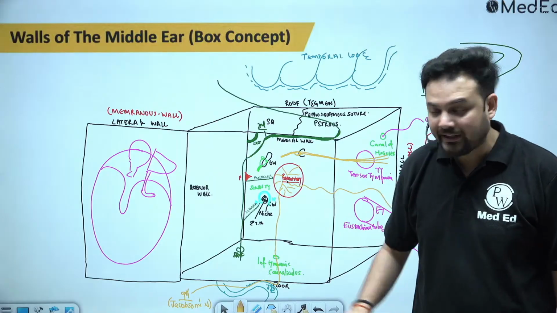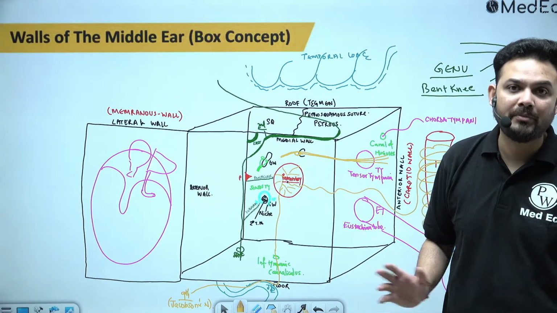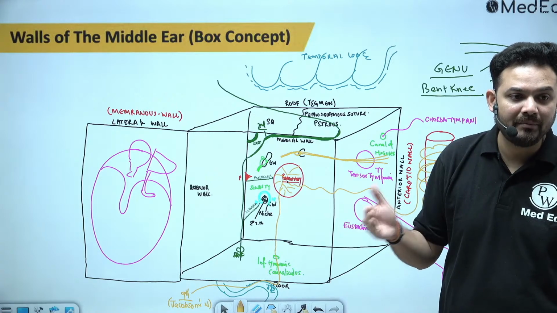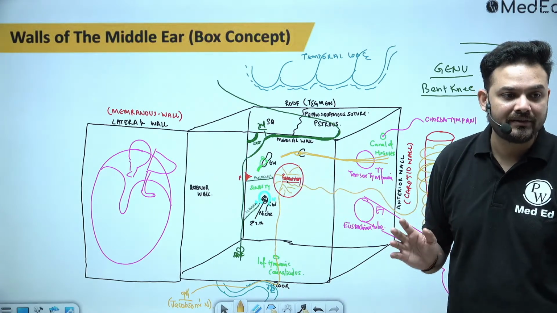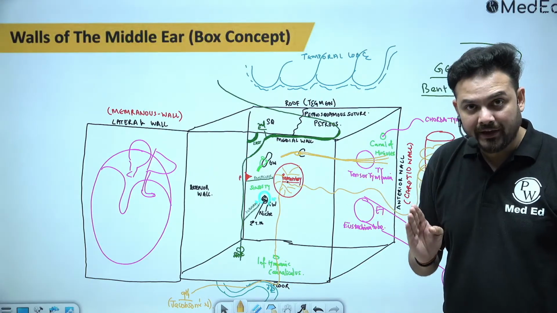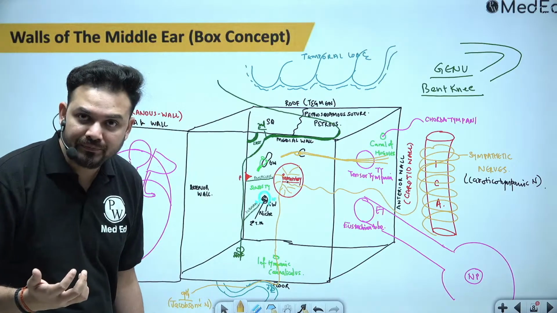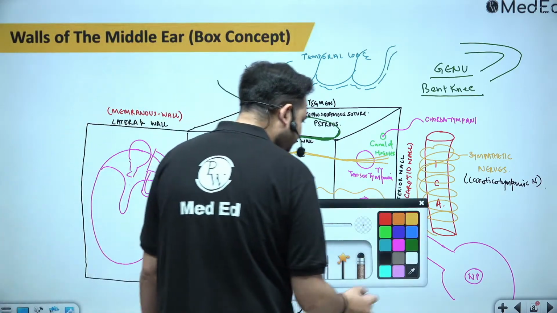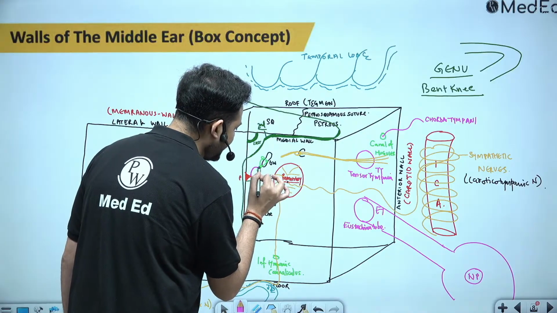On the posterior wall, I've already told you one important structure. That is a triangular bone present on the posterior wall of the middle ear, and that is your pyramid. It is a projection, like a triangle. This pyramid gives origin to a very important muscle, and this muscle is going to attach to the neck of the stapes.